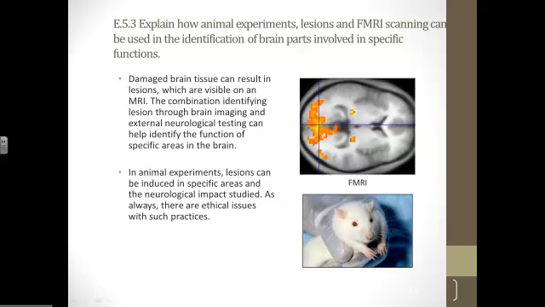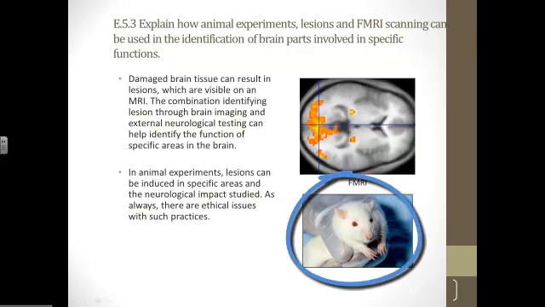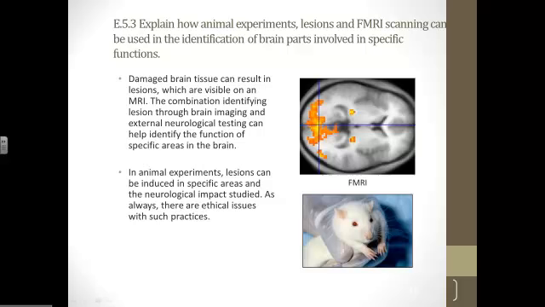Moving on to animal experiments, and as always there are ethical issues associated with this, but what further research has done is actually created or artificially put lesions into animal brains such as mice to confirm our hypothesis, our correlational hypothesis that we've gotten from human data, to say, oh, this part of the brain affects this part of the body.